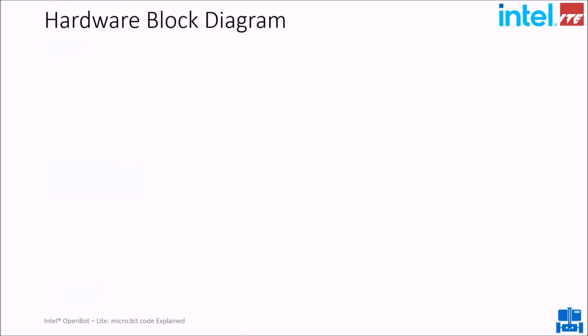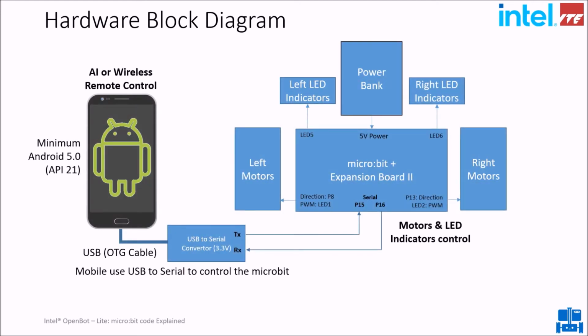Let us review the hardware block diagram of OpenBot Lite before we move on to the next section of onStart. The mobile uses USB to serial communication to communicate with the micro:bit. Micro:bit P15 is used to receive serial communication from the mobile, while P16 transmits serial data to the mobile. Together with the expansion board, micro:bit is able to control the left and right sets of motors and the LED indicators.